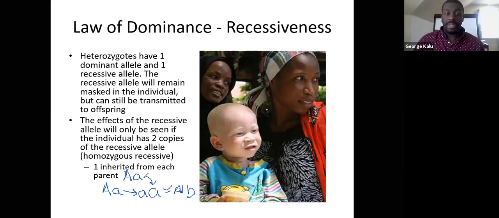Now they just happen to both pass on their recessive allele to their offspring. As a result, the baby ended up with albinism, even though neither parent had albinism directly. Neither parent was albino. So the key is that in order to get a recessive trait, you have to inherit both recessive alleles, one from each parent. Everyone kind of following me so far?